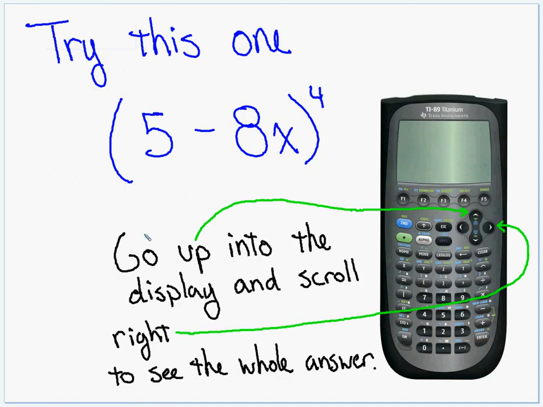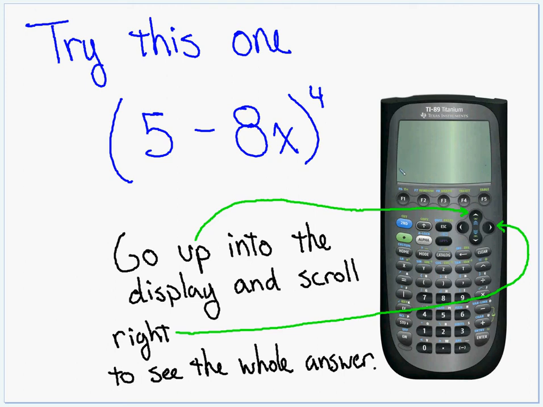Okay, let's try a juicier one. So here I got 5 minus 8x quantity to the 4th. And the reason I'm doing this one specifically is when you enter that, the answer is too big for the display column. Look over here at this calculator.